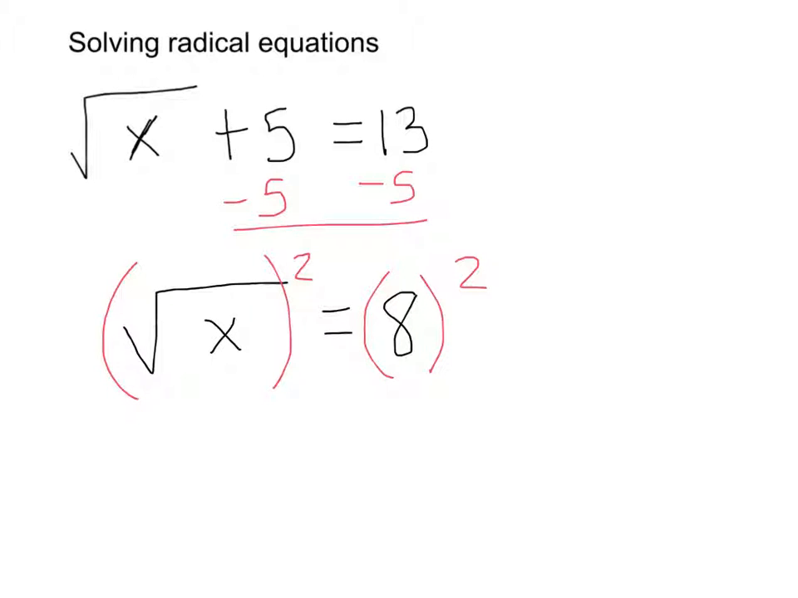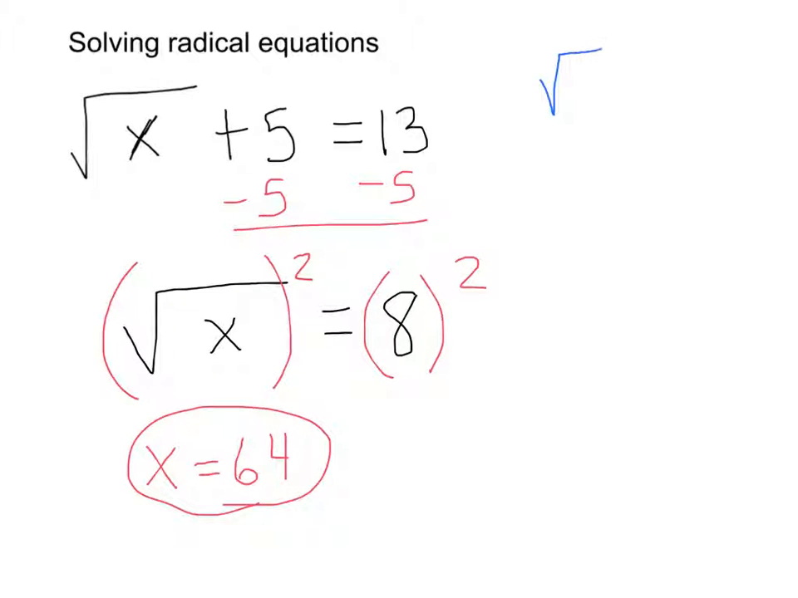Okay? And so when you square the square root, the radical goes away, doesn't it? And so what am I left with? X equals what? 64. Good. And that's our answer. And so what we're saying is, I can take 64 and put it right here. And when I take the square root of it, then I can add 5 and I'm going to get 13. So what is the square root of 64? 8.